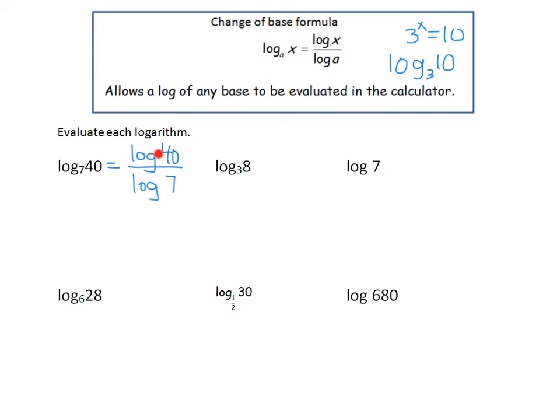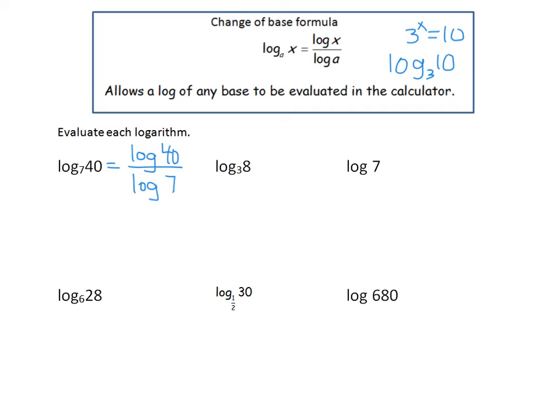Now since these are in log 10, we can just use our calculator to compute log of 40 over log of 7. Make sure that if these two numbers were divisible by each other that you do not simplify. You can't simplify this as a fractional situation because it's log of 40 over log of 7. So if this had been a 42, we can't just cancel this out and make that a 6. Okay, so we have to actually use our calculator to compute log of 40 divided by log of 7.